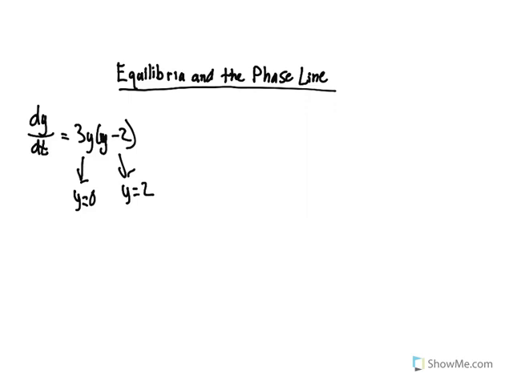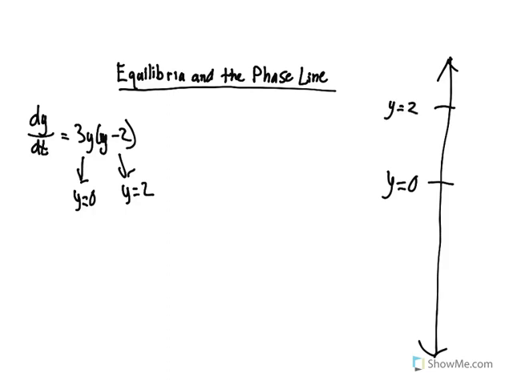So when we're creating our phase line, we already know that our equilibria are going to exist at y = 0 and y = 2. If I put my equilibria line here, I'll have y = 0 and y = 2 as my equilibria. So there will not be any movement of functions within there.